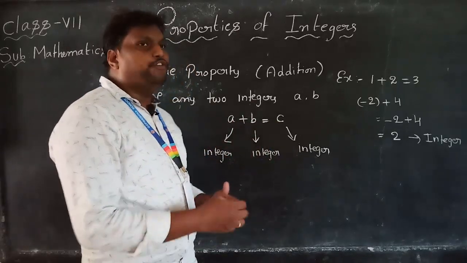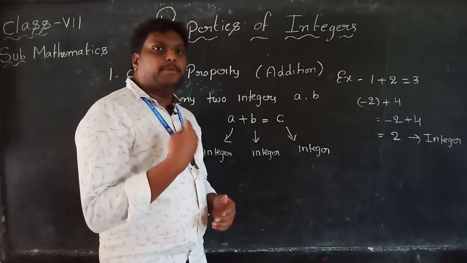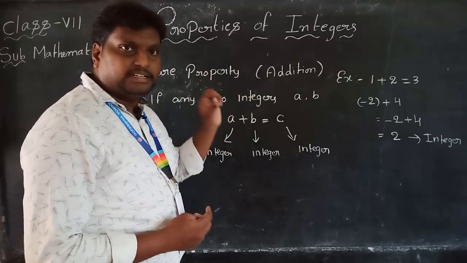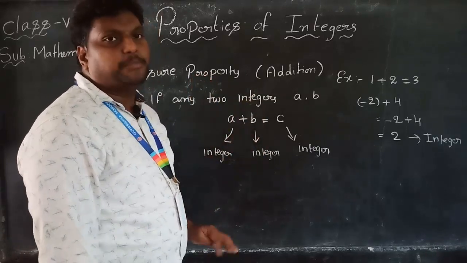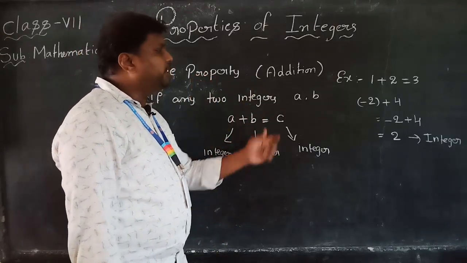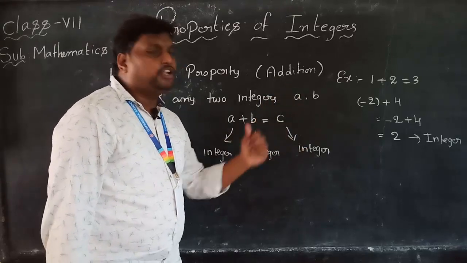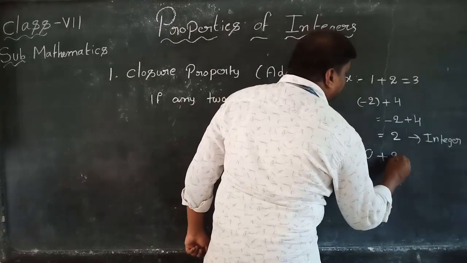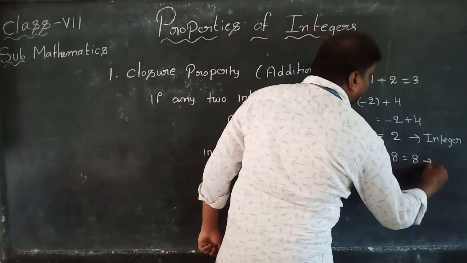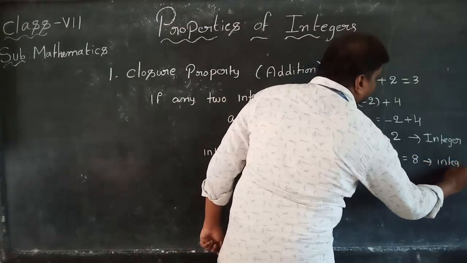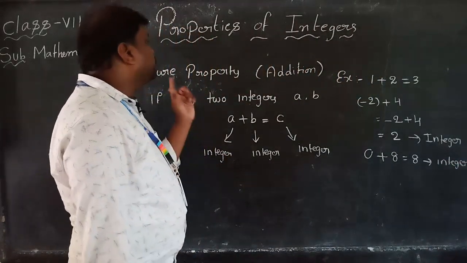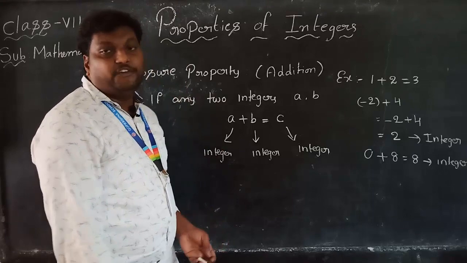If you add any two numbers, either positive or negative, and 0, compulsorily we will get one integer only. This is the closure property under addition. We can take positive integers, negative integers, and 0 also. 0 plus 8 is equal to 8, and 8 is an integer. This is the closure property under addition of integers.